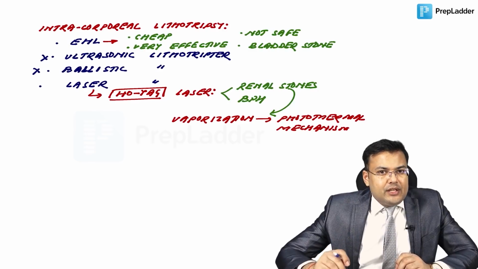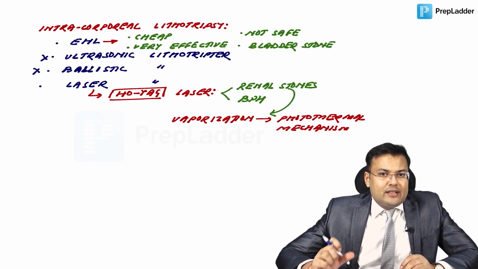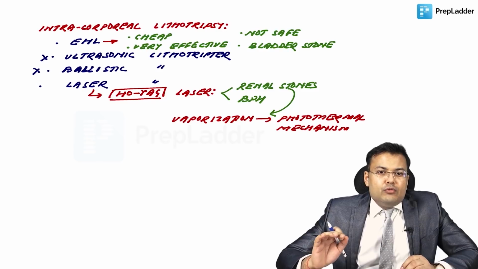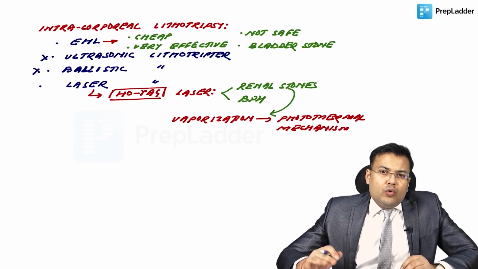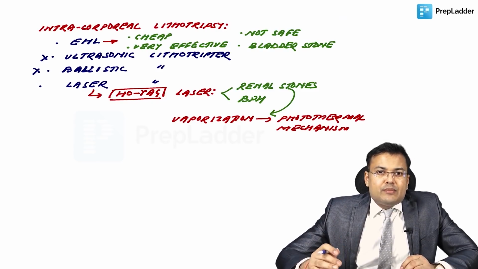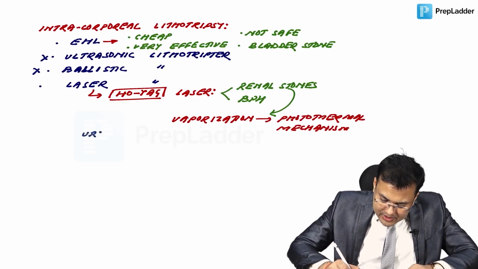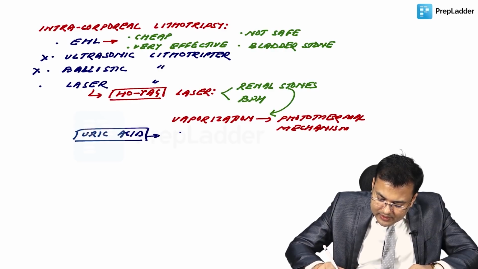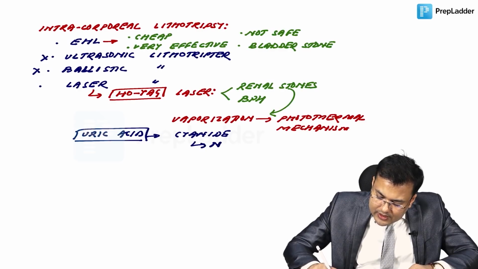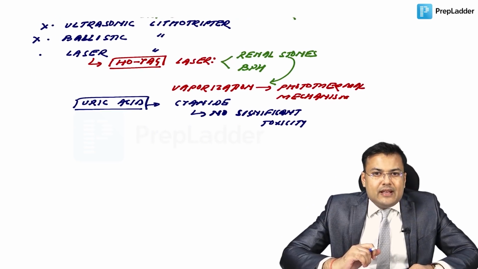Second, especially if the patient has a uric acid stone and you are using the holmium-YAG laser over the surface of the uric acid stone, what happens? There is production of cyanide. This was a question asked in AIIMS. So if the patient has a uric acid stone, because of the laser, there is production of cyanide, but there is no significant toxicity of this cyanide.